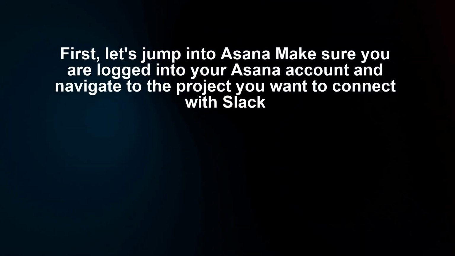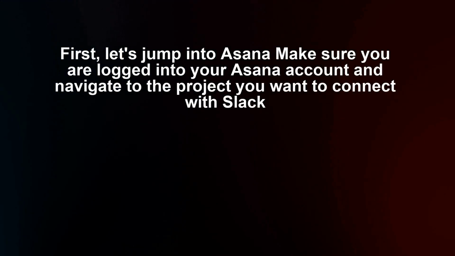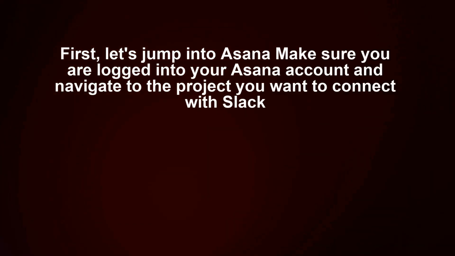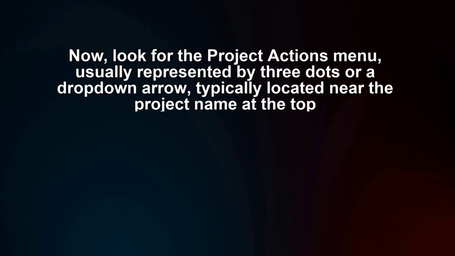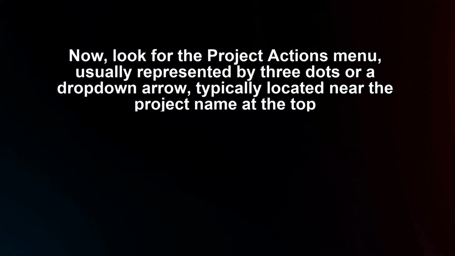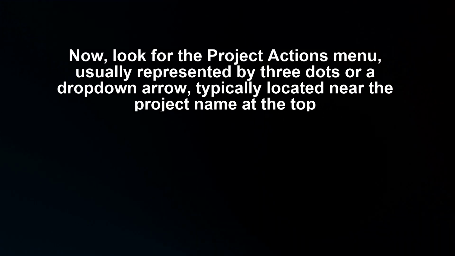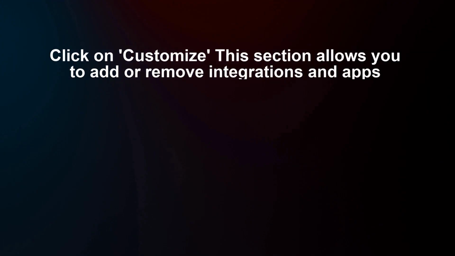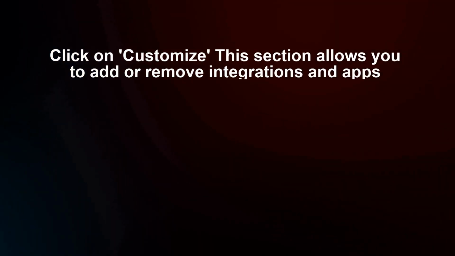First, let's jump into Asana. Make sure you are logged into your Asana account and navigate to the project you want to connect with Slack. Now, look for the Project Actions menu, usually represented by 3 dots or a drop-down arrow, typically located near the project name at the top. Click on Customize. This section allows you to add or remove integrations in apps.